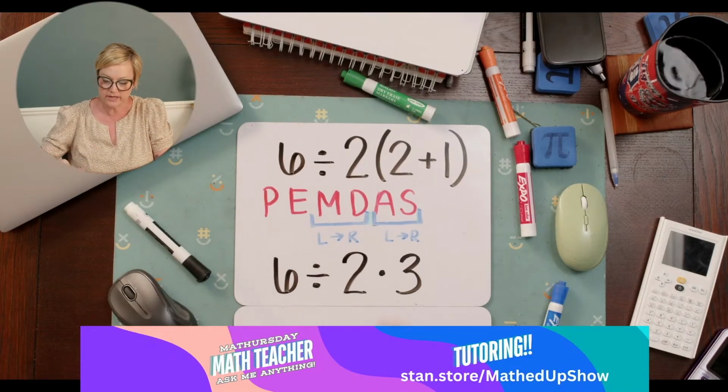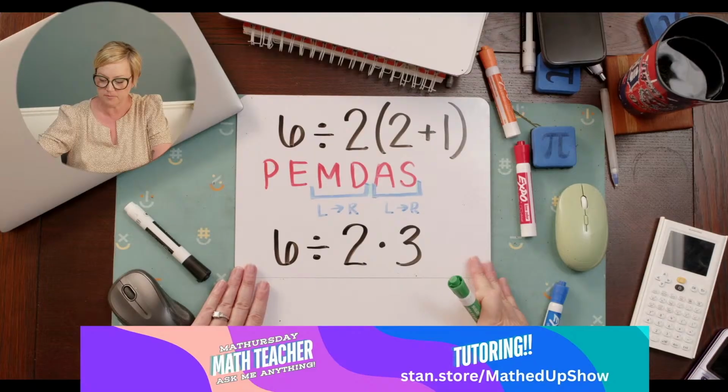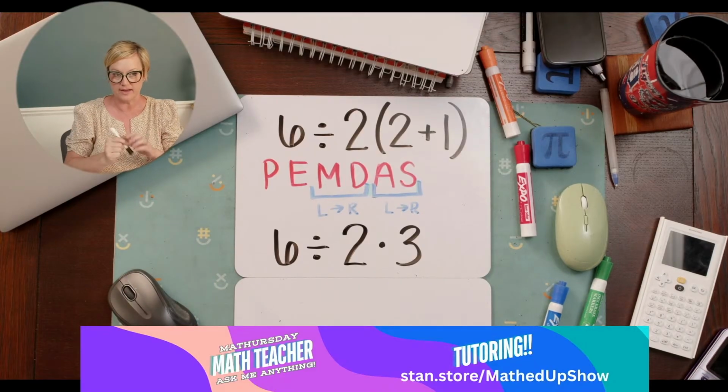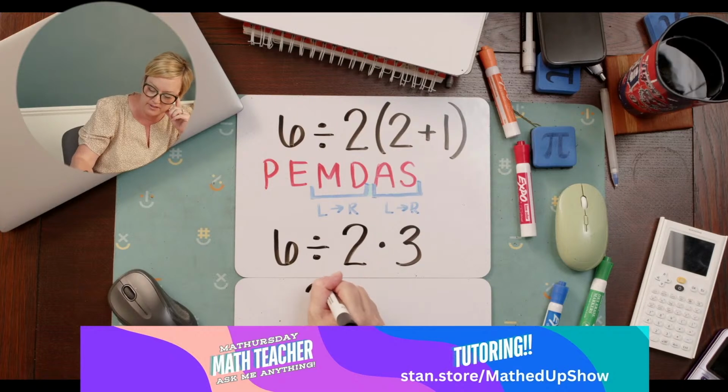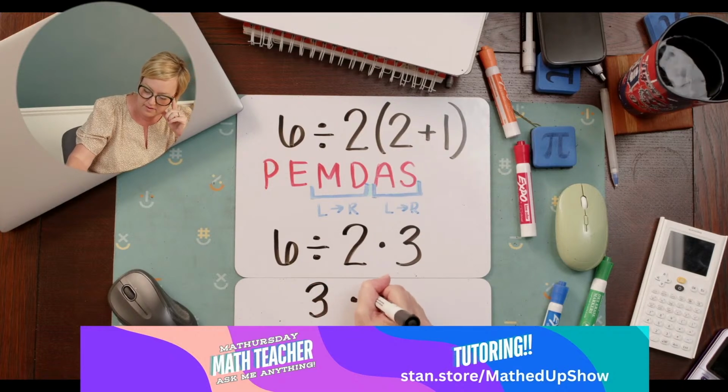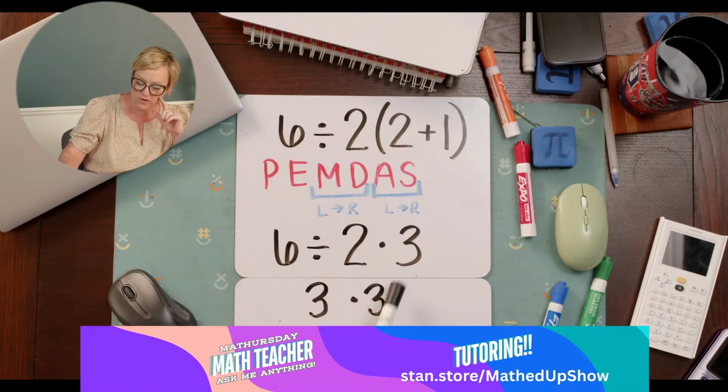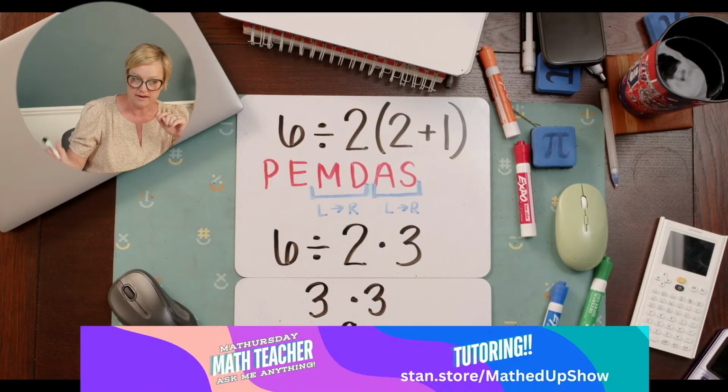However, what we do instead is, because we go multiply or divide left to right, what we actually do first is 6 divided by 2, which is 3. And then that 3 goes here, right? So then 3 times 3 gives me 9.